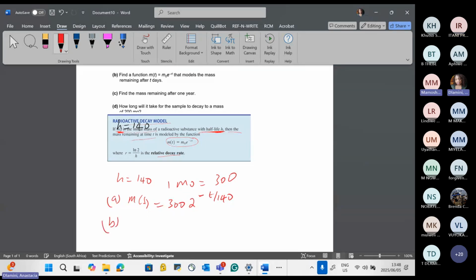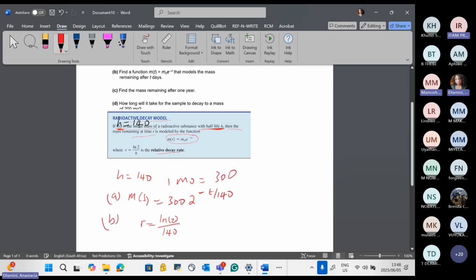Please help with B. For B, I think we have to find R. All righty, so what is R? Your R is going to be ln 2 over H, which is given there. Well done, yes.